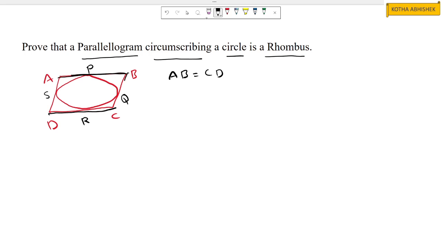The same way here BC and here AD both are equal. So that is BC equals AD. This is equation number 1. This is equation number 2. I'll keep it aside for some time.